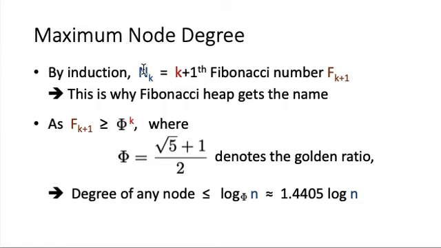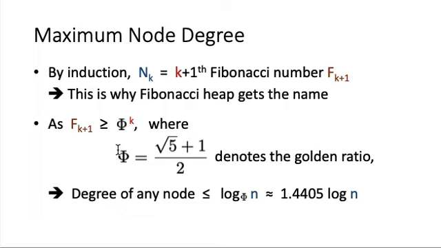So by induction, we can actually show that nk is the k plus 1th Fibonacci number, f_{k+1}. Because of this, the heap that we are studying in these 2 lectures, we call it the Fibonacci heap, because there is a hidden Fibonacci number in the analysis. Now actually, the k plus 1th Fibonacci number is at least the golden ratio to the power k. The golden ratio is this number, (square root of 5 plus 1) over 2, which is roughly 1.618. So in that case, nk has to be greater than or equal to φ to the power k.